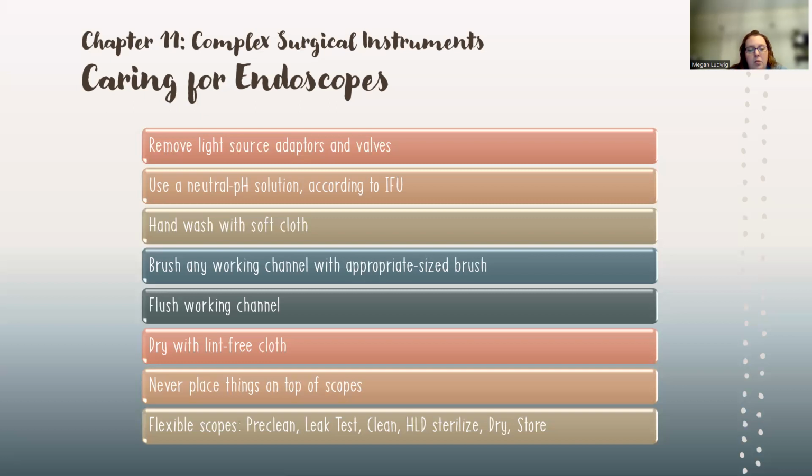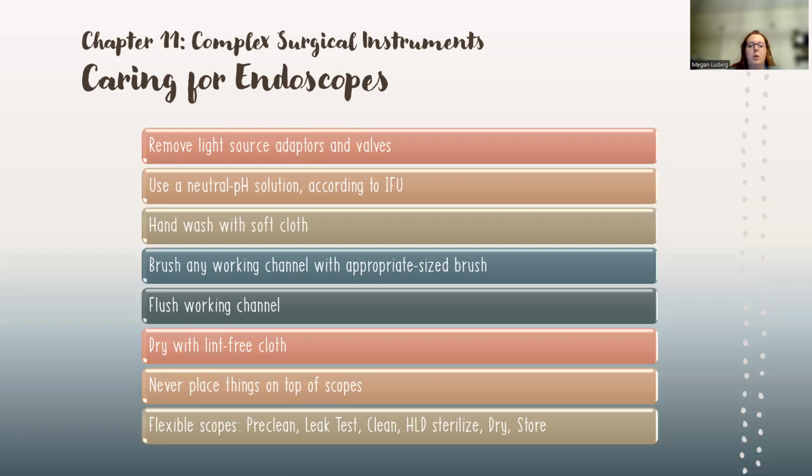Never place things on top of scopes. It's considered a delicate item. It's super expensive. It's easily damaged if you're not careful. So never ever place anything on top, and never coil anything really tightly. If it's one of those flexible ones, you want loose coils.